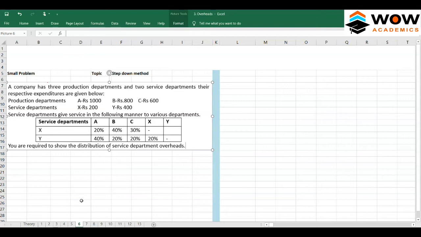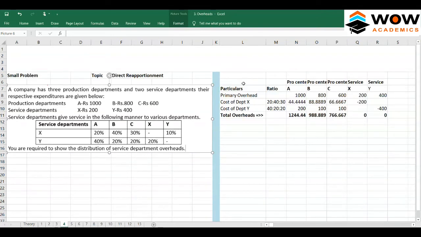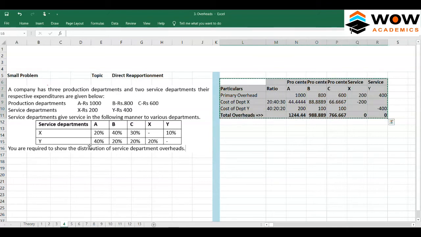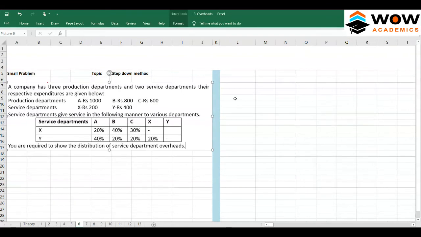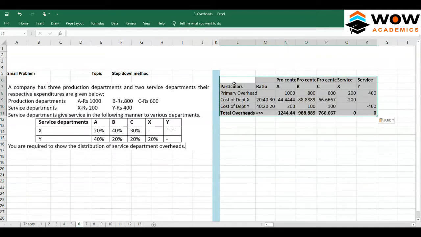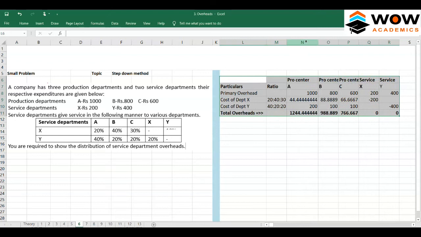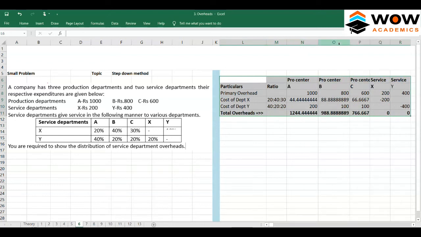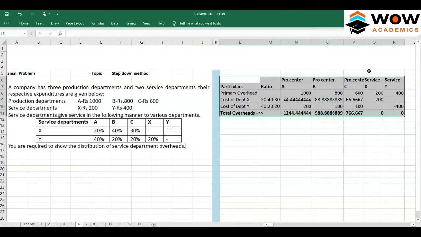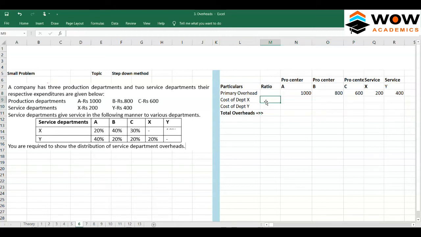We have the sum already done, so we will take the reapportionment sum because it has the same numbers. We'll use the same numbers and work it out. We shall start. The first one to go out would be Y, not X.